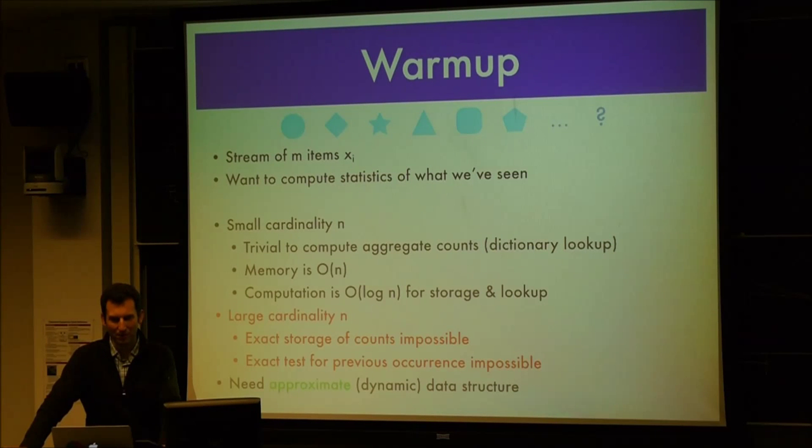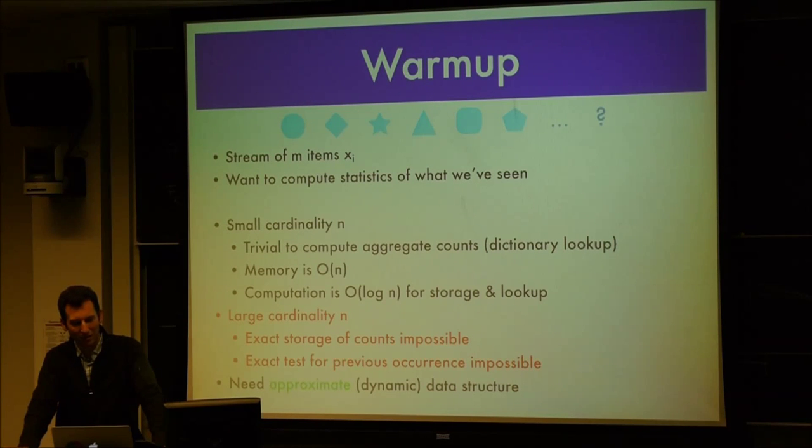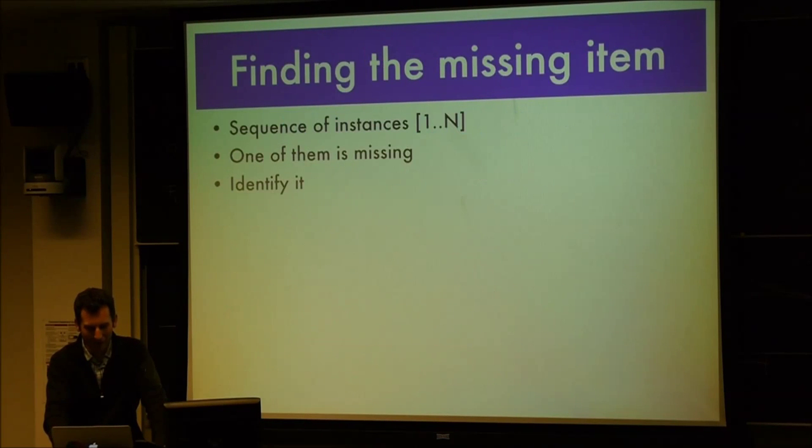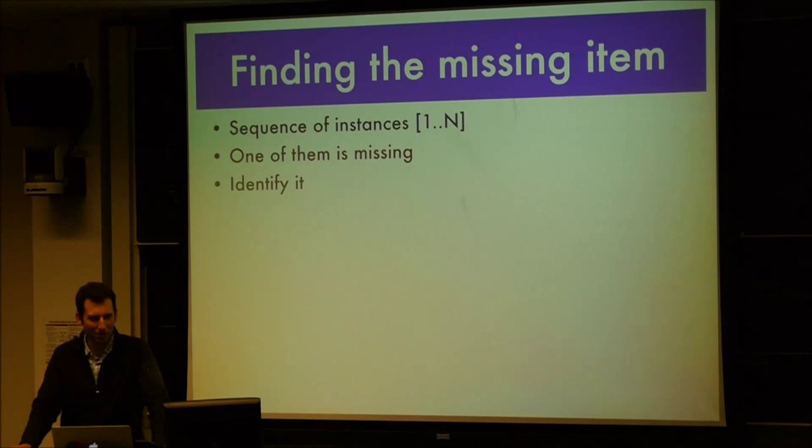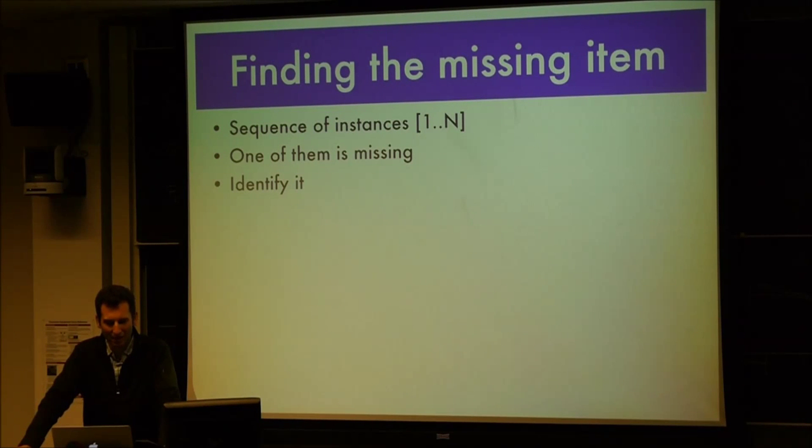Now, there are a lot of different and very nifty algorithms that you can use for that. Let's start with something very simple. It's a puzzle for you. Let's say I give you a sequence of instances between 1 and n, and I'm going to show you each of them exactly once. One of them is missing, and your task is to identify it. How do you do that?